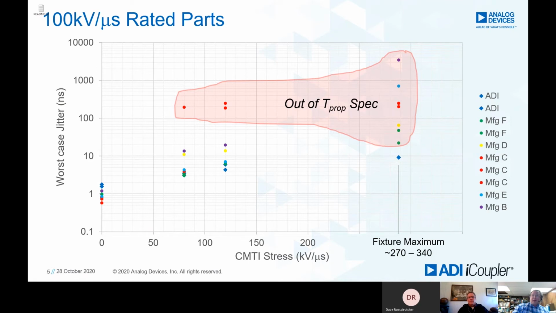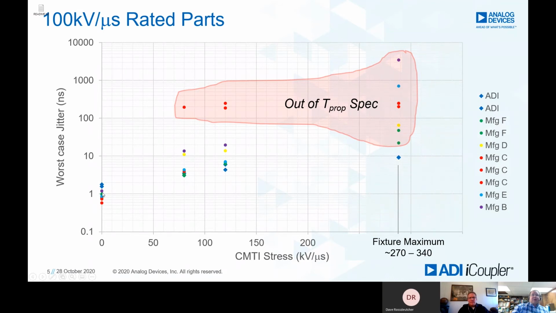Now there's a range of ratings for parts, and so I was trying to pick parts that, when I looked at the data sheet, were claiming 100 kilovolt per microsecond performance, because it's not much of a comparison if you pick a 20 kilovolt per microsecond part and compare that to something higher. So I tried to make it fair, and selected a range of parts from different manufacturers and tested them.